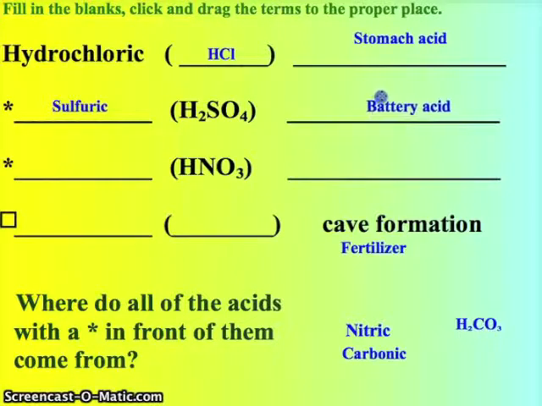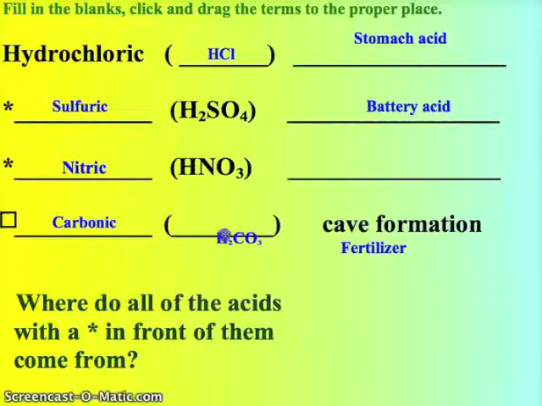Did you get that? Pause the video if you need to and try to figure out this one, HNO3. If you said nitric acid, you're right. Let's look here, cave formations. We covered that in our weathering unit. So that's going to be carbonic acid, and you should know that that's H2CO3, which leaves us with fertilizer. And fertilizer is going to be your nitric acid.